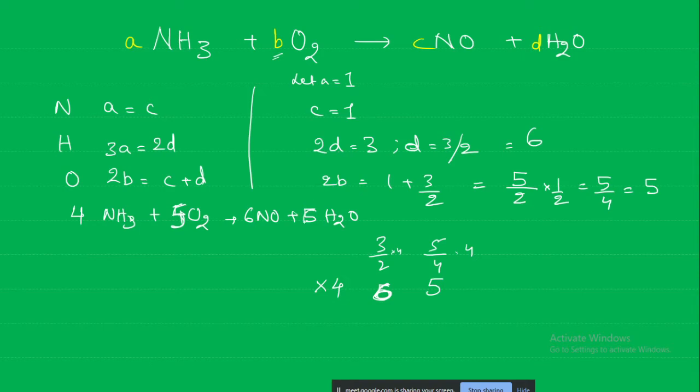So if we write A is equal to 1, B is equal to 5 by 4, let us just check whether the answer we got is correct or not. Okay, we will check once. 4 NH3 is here, 6 NO is here. So is it balancing?